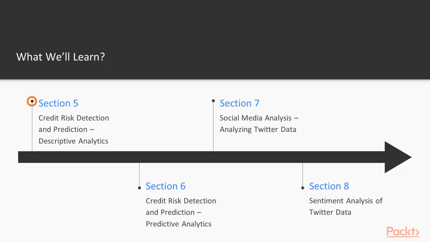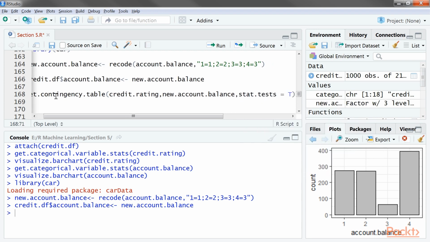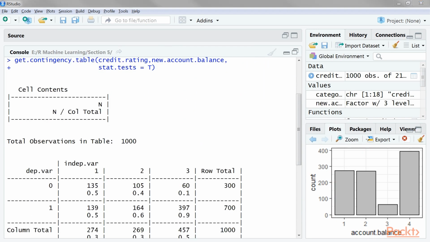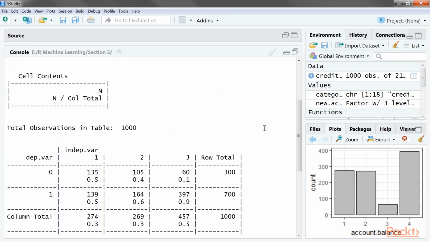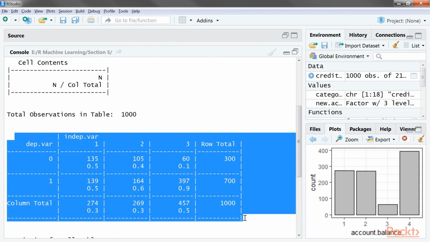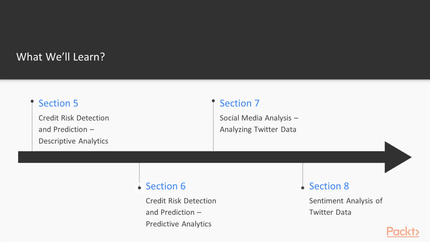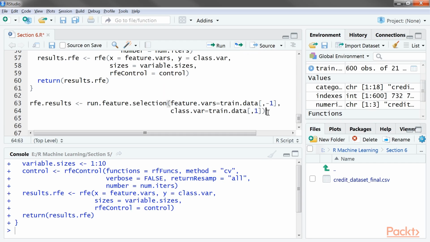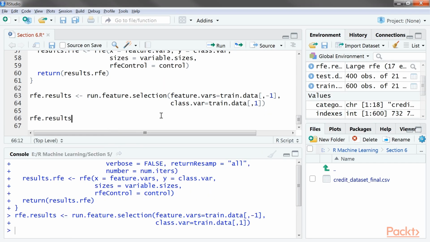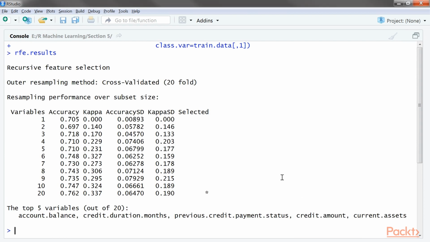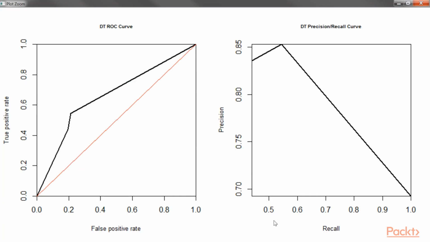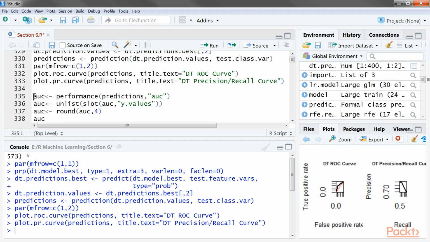The section Credit Risk Detection and Prediction, Descriptive Analytics, specifically deals with introducing the main objective, looking at a financial credit data set for 1,000 people who have applied for loans from a bank. Also, Credit Risk Detection and Prediction, Predictive Analytics, covers several supervised learning algorithms and compares their performance, along with different metrics for evaluating the efficiency and accuracy of various machine learning algorithms.